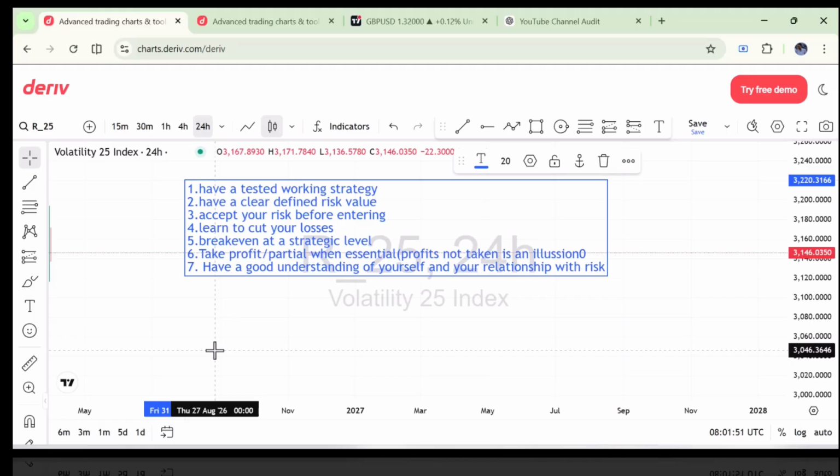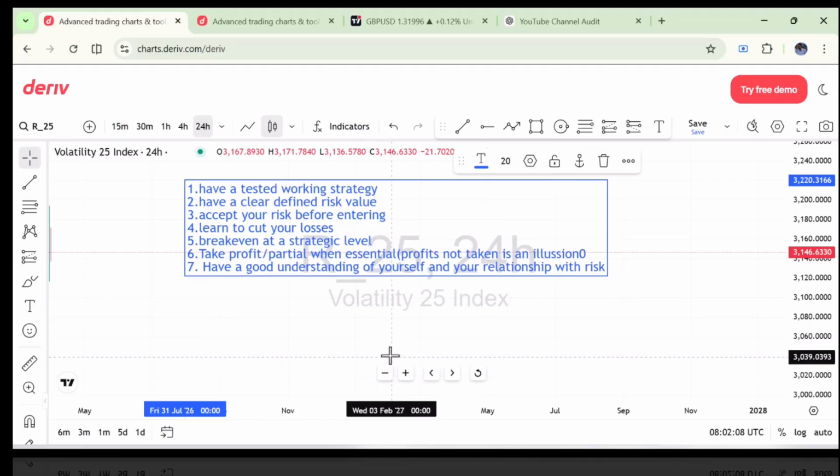The only thing you are going to be doing is just execution. You come to the chart, you already have a working strategy, you've defined your risks, you've accepted that this is what you must not go beyond today, and then you make your trade entry, you execute. And once you execute your trade, allow the trade to play out. Don't panic, don't always be on the screen to check what is happening.